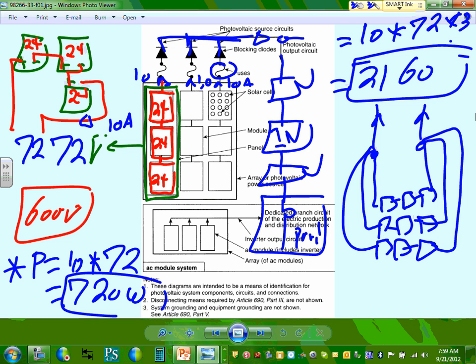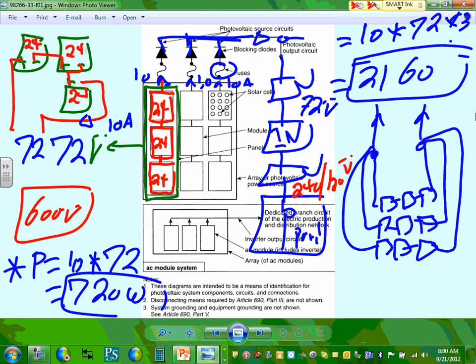Why do you think I have a disconnect here? Safety. Why do you think I have an inverter? Up to this point, I have 72 volts. Anybody can tell me what the output of the inverter will be? 241.20 volts. So I have an inverter that inverts the voltage from DC to AC. Can I have thumbs up, Chad? We understand it? That's basically the whole photovoltaic system. Why do I have two disconnects, guys, here? Safety, that's all. Nothing but safety. Any comments, any questions about the photovoltaic system?